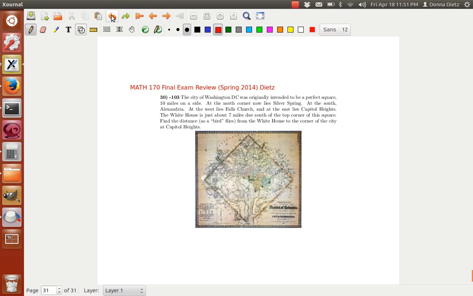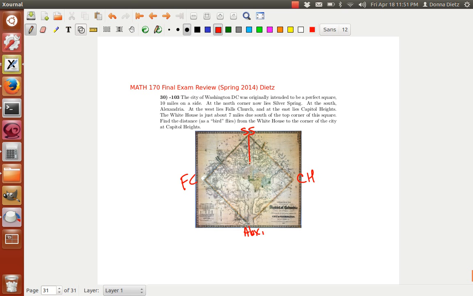Okay, so the question reads, the Washington, D.C. was originally intended to be a perfect square, 10 miles per side. At the north side now lies Silver Spring. At the south, Alexandria. And at the west, Falls Church, and the east, Capitol Heights. The White House is just 7 miles due south of the top corner of this square.